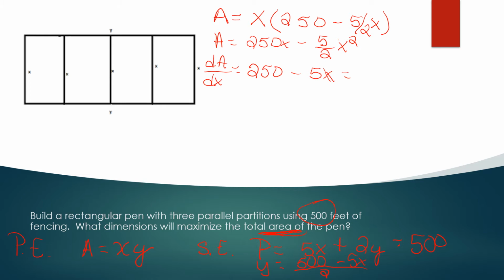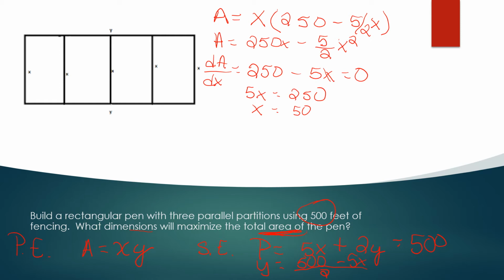So I'm going to set that equal to 0, and I get 5x is equal to 250, so x is equal to 50. Did I answer the question? What dimensions? I have x, I need y. So how would I find y? Well, first of all, I have to determine if that's a max or a min. So we forgot a step there. I have to use the second derivative to determine if that's a max or a min.